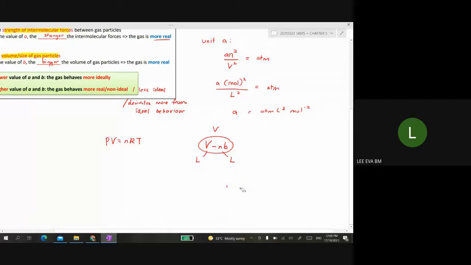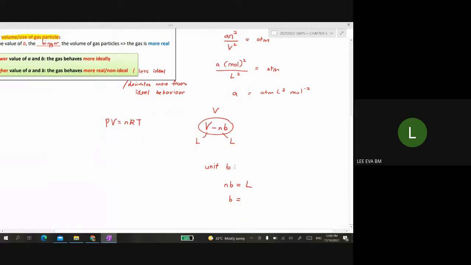So, let me write it again. Unit of B. nB equals to liter. N stands for the number of mole. Therefore, for B, we have the unit of, n means mole. So what is the unit for your constant B? L per mole. Very good.